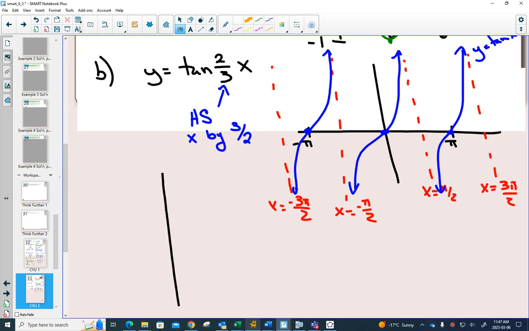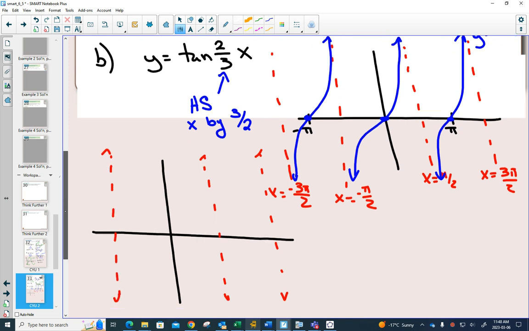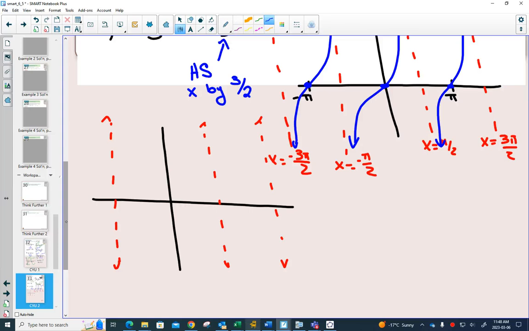I'll draw it here. We are going to find out what is going to happen to each of my x-intercepts and to each of my asymptotes. We are still going to have an asymptote here, another asymptote here, another, and on the way back, one there as well. And we're still going to have these points in the middle.